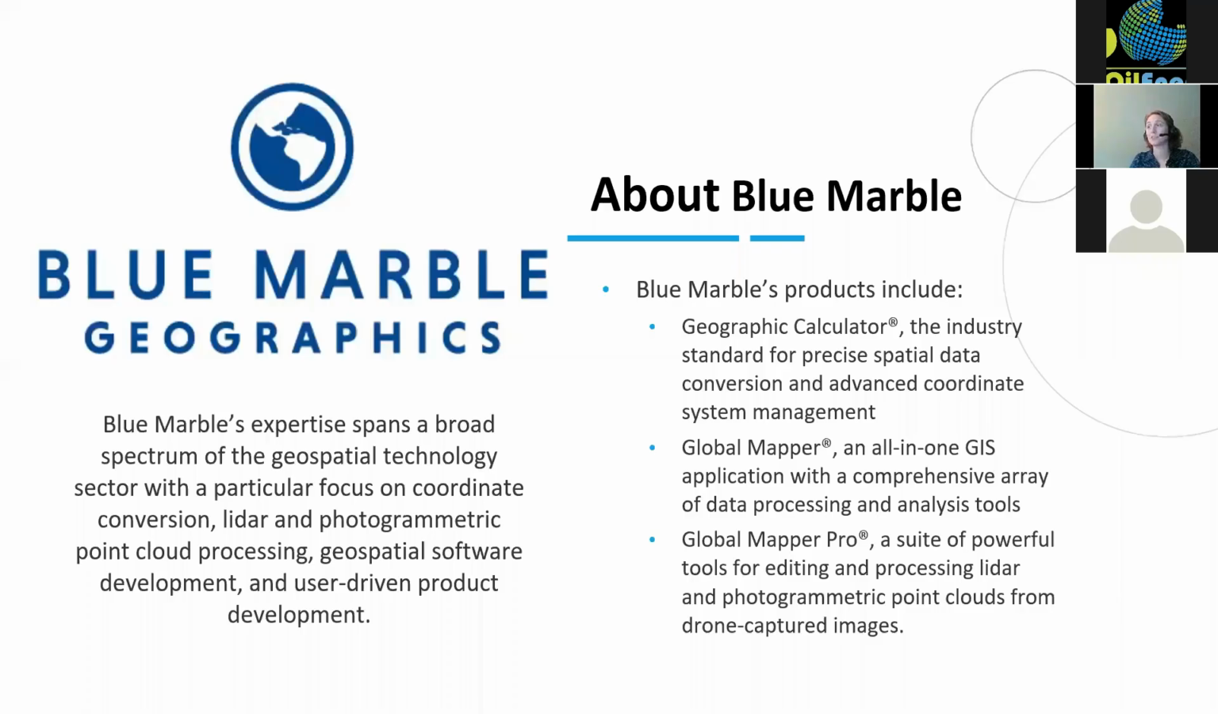Here at Blue Marble, we really are focused on creating programs that work well for our customers. About Blue Marble in general, as I said, we're focused on that user-driven development. We want to make programs that work for the people who use them. And our main two programs that we have are Geographic Calculator, an industry standard for coordinate system transformation and advanced coordinate system management. And then Global Mapper and Global Mapper Pro, sort of in tandem, a great GIS solution that we'll be exploring further today.